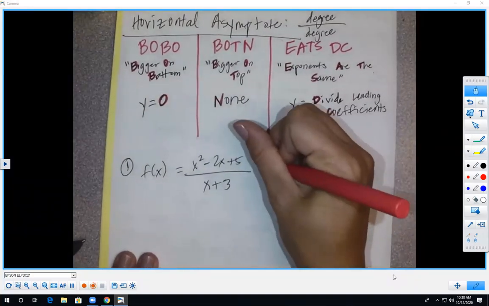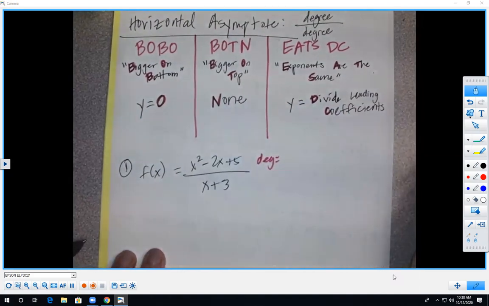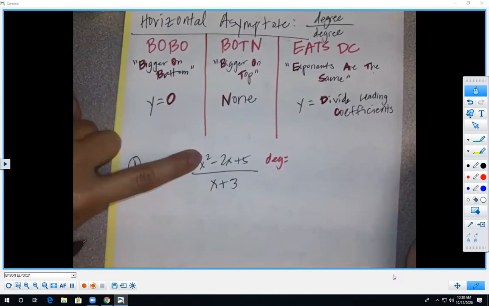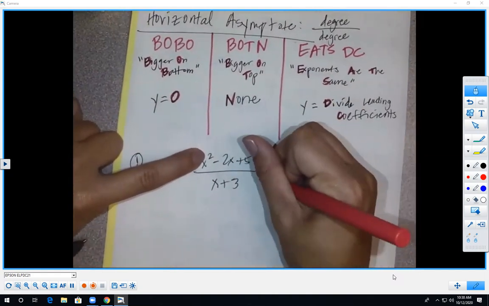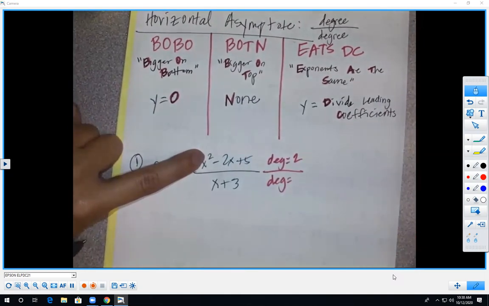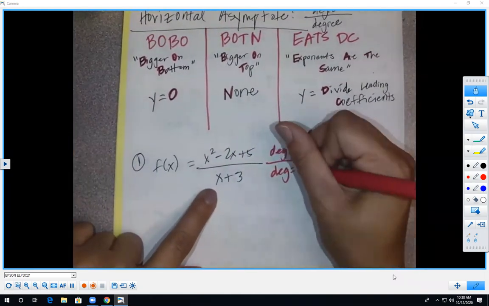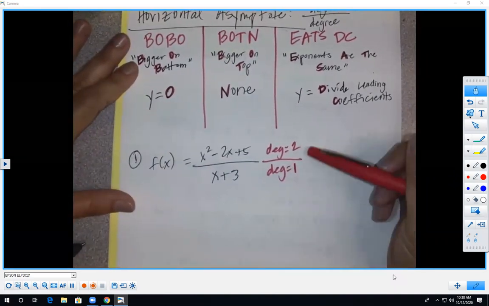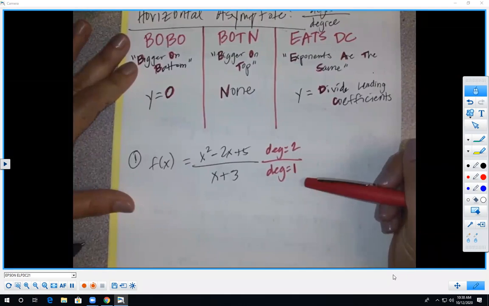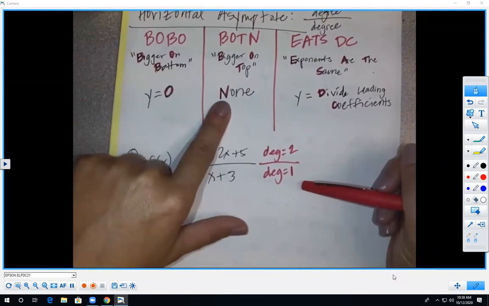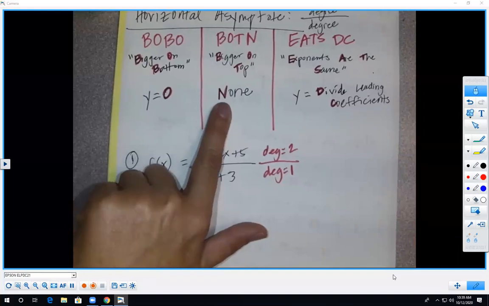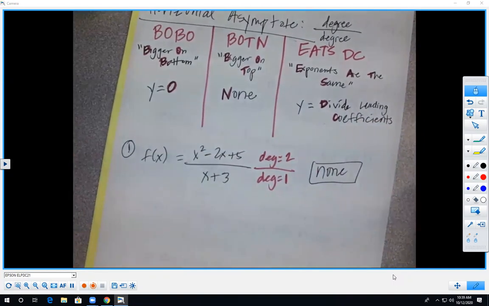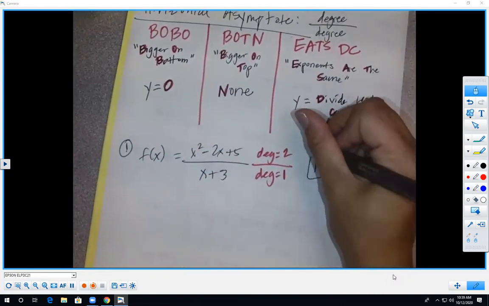What is the degree on top here? 2, right? Because your highest exponent on top is 2. What's your degree on bottom? 1, because your highest exponent on bottom is 1. Is this bigger on top, bigger on bottom, or the degrees are the same? Bigger on top. What's your answer? None. There is not a horizontal asymptote here. Does that make sense? That's your horizontal asymptote is none.